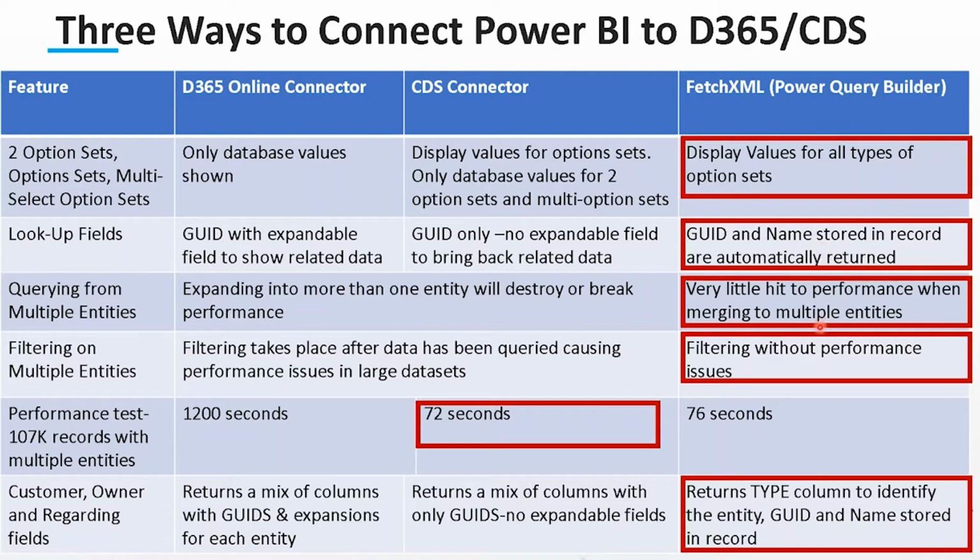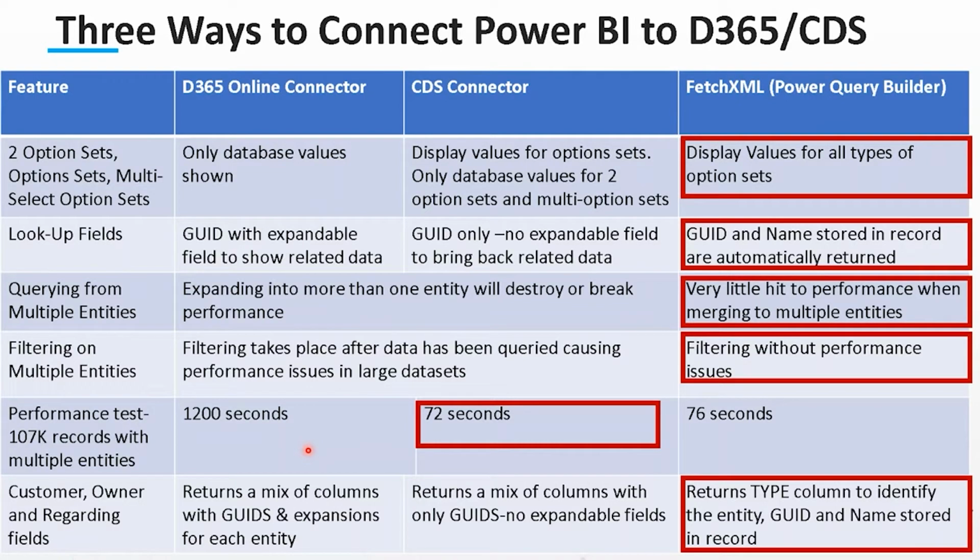When querying from multiple entities, those merges, this is the area where your queries really start to eat up performance, and any performance enhancements that you can get in this area will make your queries run better and often prevent them from breaking. I'm going to come back to that in a second when we talk about performance. You can see on the performance testing that the Dynamics 365 connector, the most commonly used connector in this world, has really horrible performance.